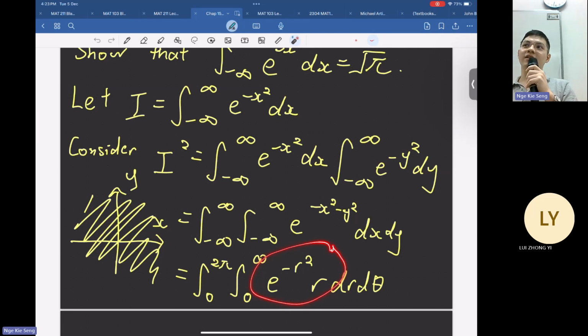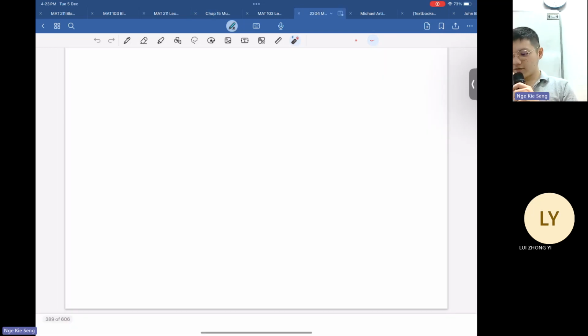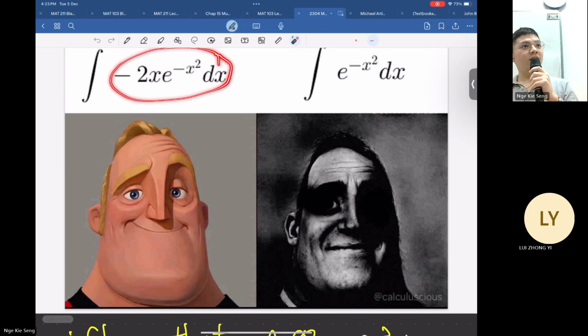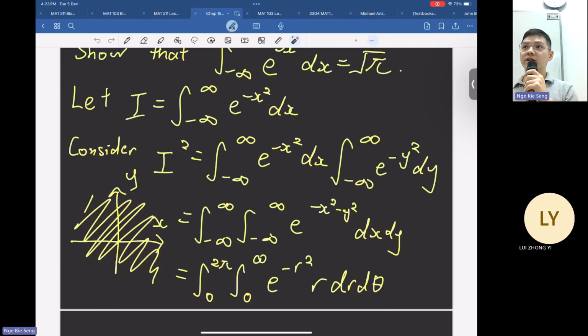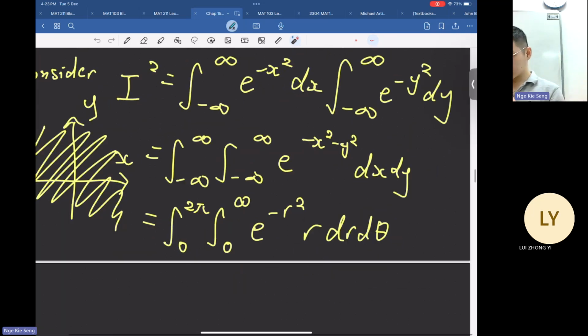Differ by 2 is okay. I can create it, but r is very hard. But we got an r here. Now, right? See the happy face here. We got an extra r outside. So meaning I can do substitution here. I can do integral by substitution here. So how to do integral by substitution?